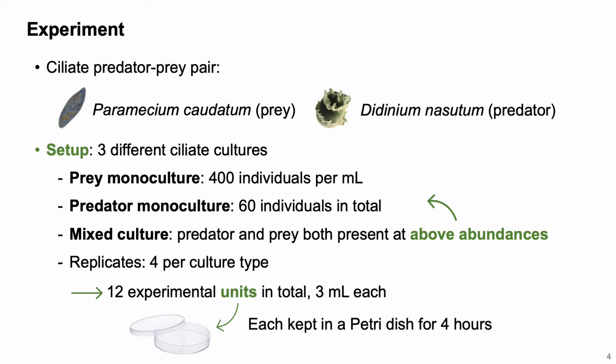In the predator monoculture, there were 60 predator individuals and nothing else. Finally, in the mixed culture, both the prey and the predator were present at the just mentioned abundances. Of each culture type, we had 4 replicates, meaning that we had 12 replicates in total. Each replicate consisted of 3 milliliters kept in a separate petri dish for 4 hours.